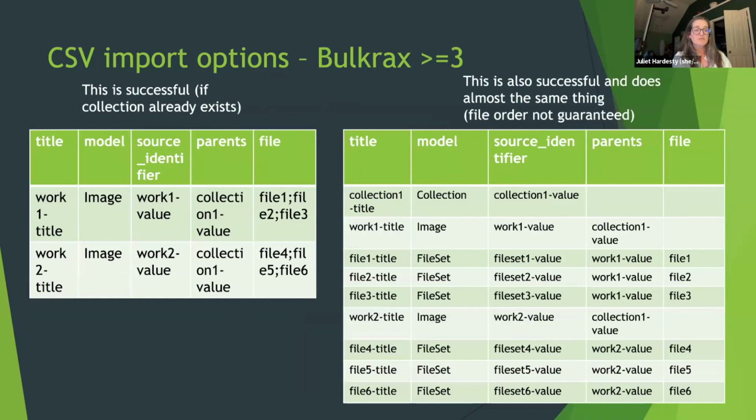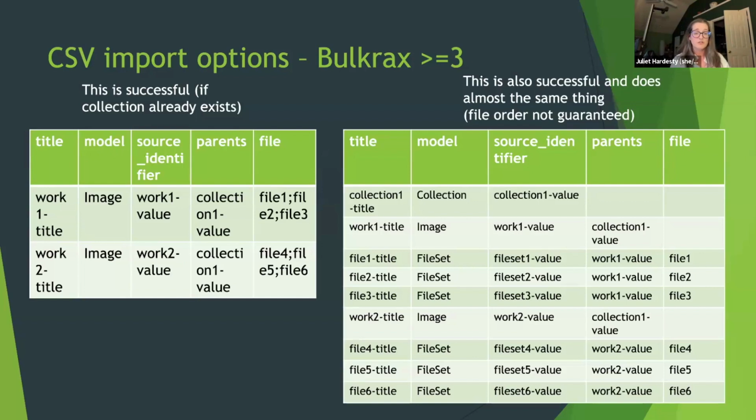Our experience with Bulkrax has been over multiple versions, and upgrading Bulkrax meant that there were changes on import capabilities, and we had to learn about them. So Bulkrax, as of version 3 and later, saw additional capabilities enabled for CSV importing, so that, among other things, files could be listed separately with their own descriptive metadata, and that's what you see over there on the right side of the screen. Both CSV files that are showing here do basically the same thing.